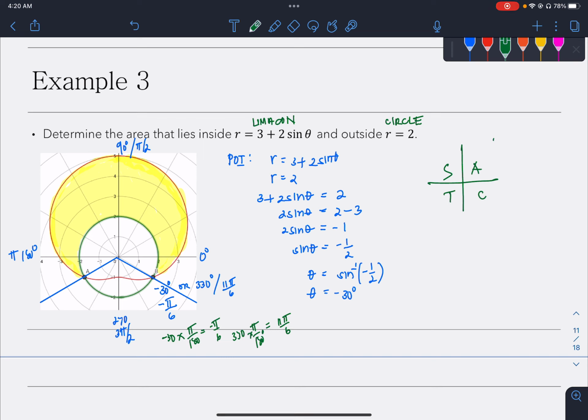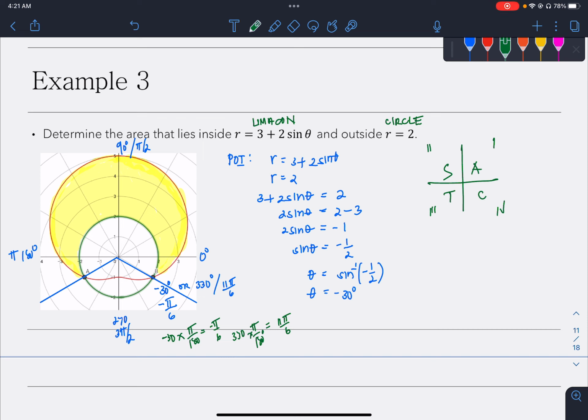So this is the first quadrant, the second quadrant, the third quadrant, and the fourth quadrant. So it tells us here where the trigo function is positive. In the first quadrant, all of the trigo functions are positive. In the second, sine is positive. In the third, tangent is positive. Cosine is positive in the fourth quadrant.